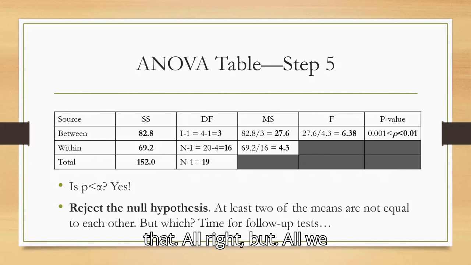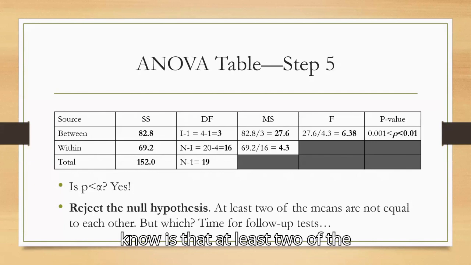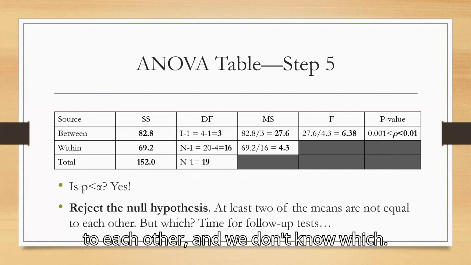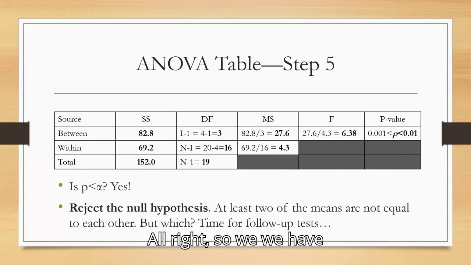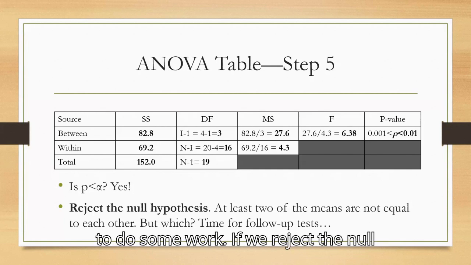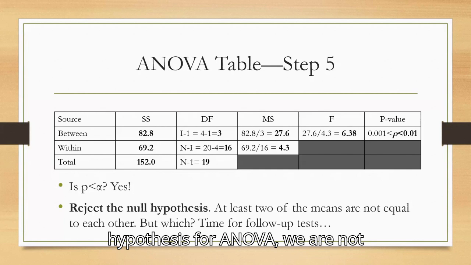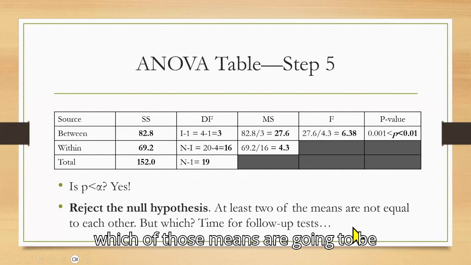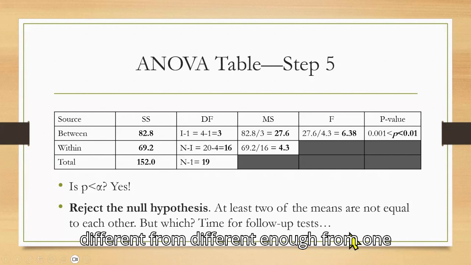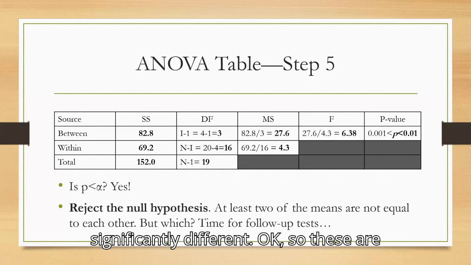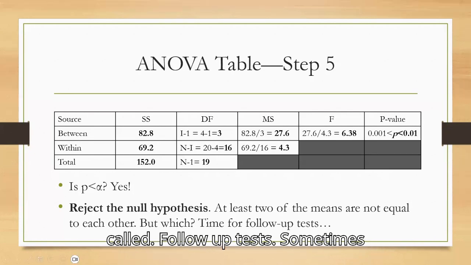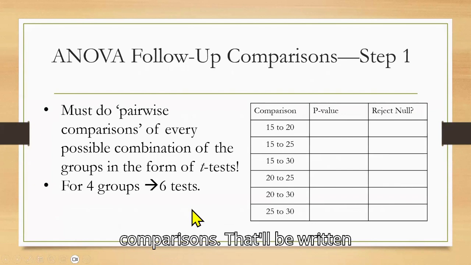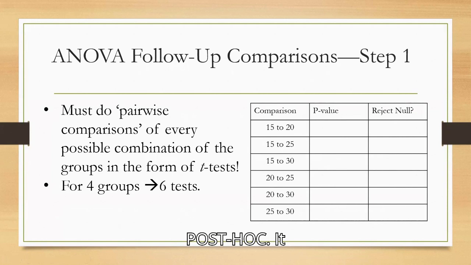But all we know is that at least two of the four means are not equal to each other, and we don't know which. So we have to do some work. If we reject the null hypothesis for ANOVA, we are not finished. Now we want to know which of those means are different enough from one another that we'll say they're significantly different. These are called follow-up tests. Sometimes they're called post hoc comparisons, written POST-HOC.